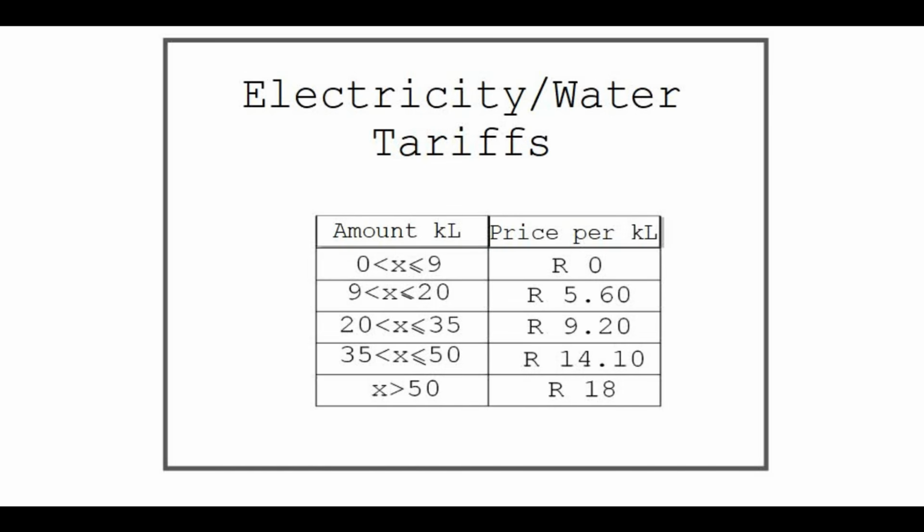In this video, we will be looking at electricity or water tariffs. Now, in this example, you'll see that we're measuring kiloliters, which tells you it's a water tariff. And then if it was electricity, it would be kilowatts per hour. So the only difference that you'll actually see in the table is just here by the heading. And then other than that, you will follow the same steps for either electricity or water.